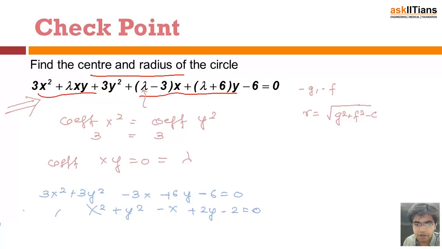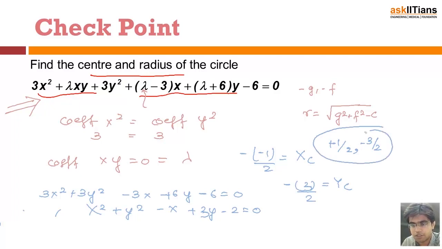Now if I compare it with my standard equation, then negative half of coefficient of x, that means minus of minus 1 by 2, is my x coordinate of center and negative half of coefficient of y is my y coordinate of center. This is 3, so 3 by 2 is my y coordinate of center. My center coordinates are 1 by 2, because minus becomes plus, comma minus 3 by 2. These are my coordinates of center. I have got the first answer.